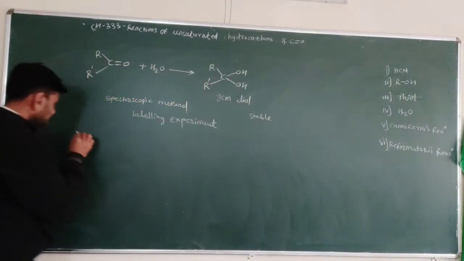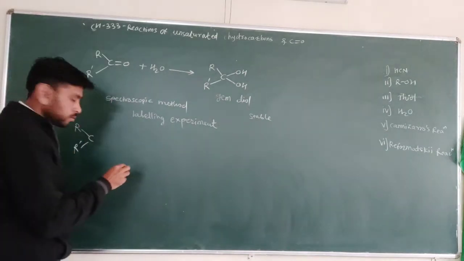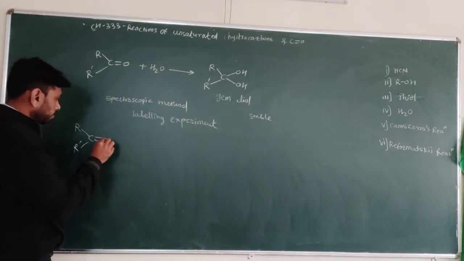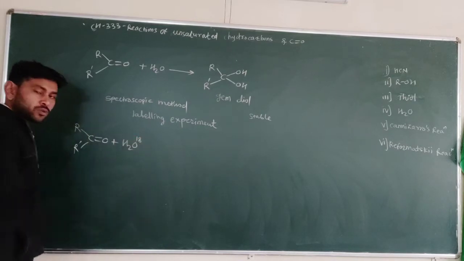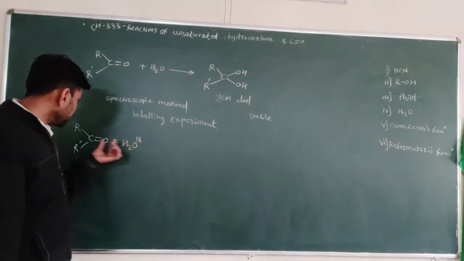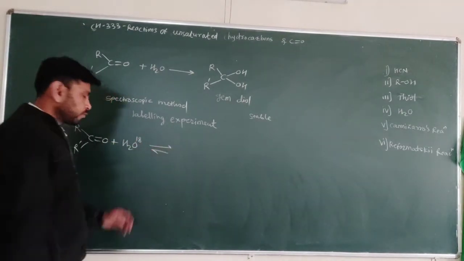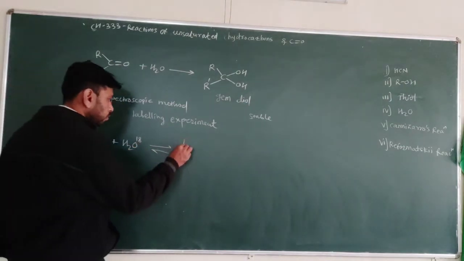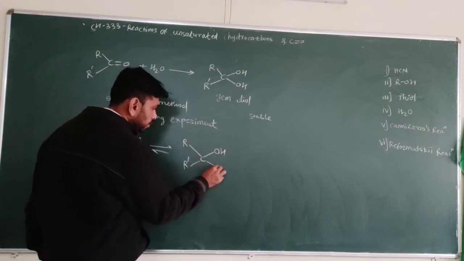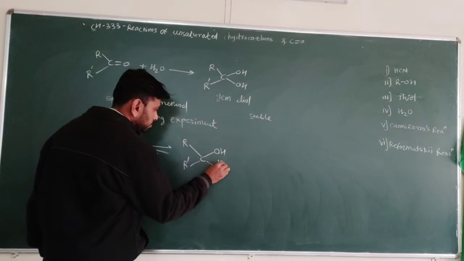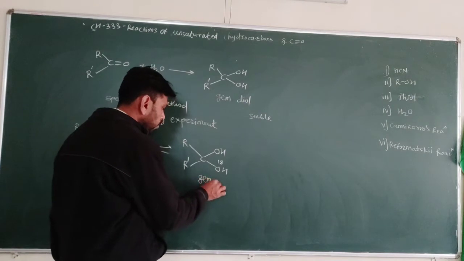So how does the labeling experiment work? See here, it is a reversible reaction too. So R C double bond O R plus water molecule, but here we have labeled this oxygen. So we have to find out whether it is involved in this reaction or not. In order to find that, we labeled this with O18. If labeled O18 is there, then we observe that there is a formation of intermediate compound, the gem diol, with labeled oxygen in it.